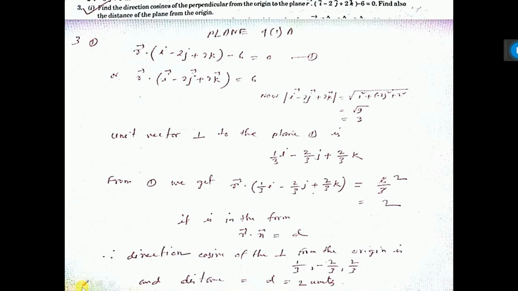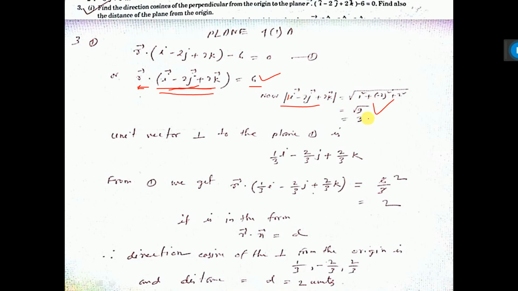Now we know the equation of the plane is r dot n equal to d. That means this is the value of d, and in r dot n, r is the position vector of any point P, and this is n, the normal vector perpendicular to the plane. So if you find the magnitude of this vector, it will be root over of 1 square plus (minus 2) square plus 2 square.